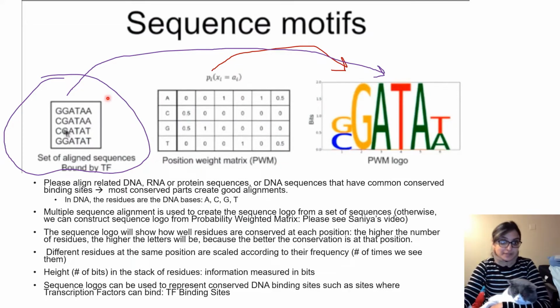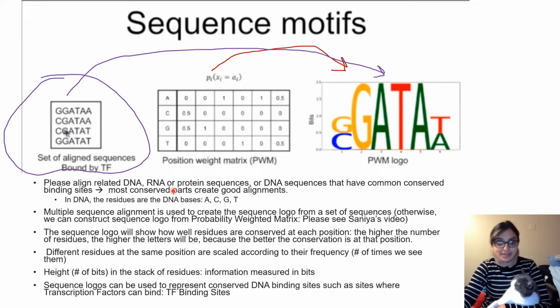And I do show how we can go from one to the other and vice versa in my other videos, so please do see those. But here we're going to see how we can go from a set of aligned sequences bound by a transcription factor, for instance, and then infer this probability weighted matrix logo, position weight matrix logo, or sequence logo.